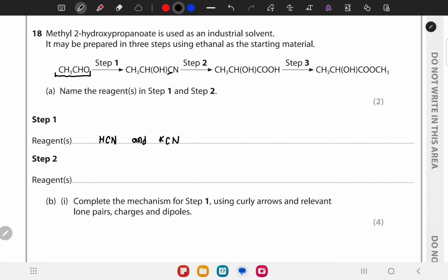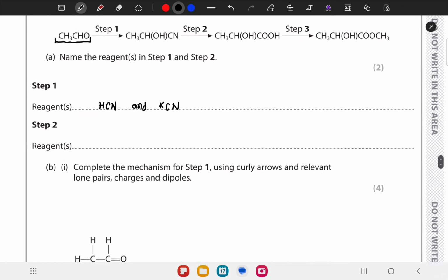Now in step 2 we convert the nitrile into a carboxylic acid. To do that we need dilute hydrochloric acid or dilute H2SO4. We can use either one of them.